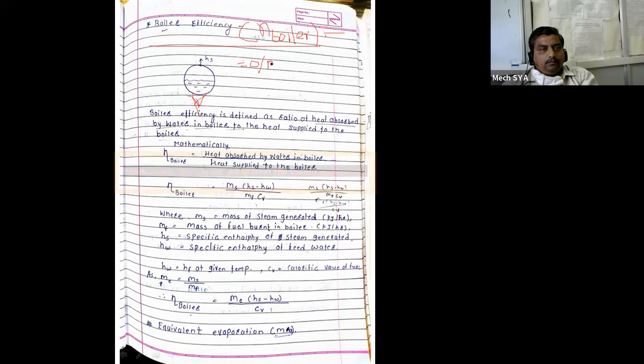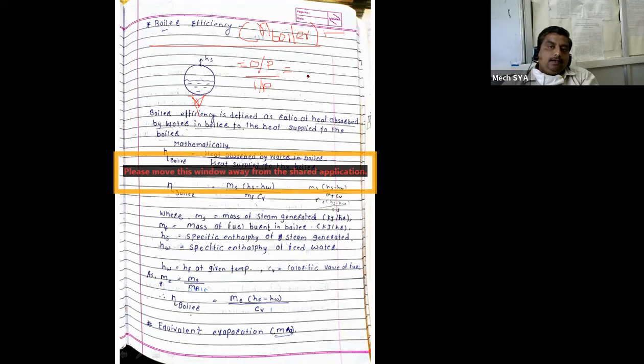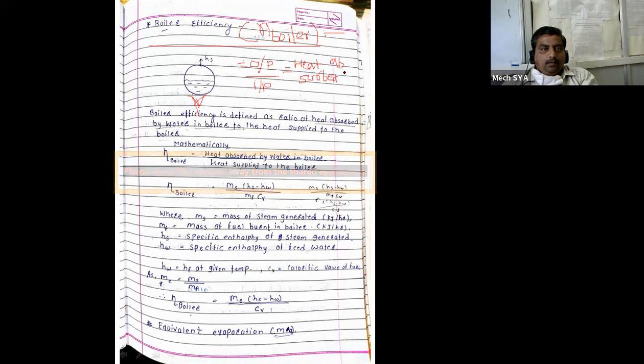Output divided by input. Okay. So what is output? Output is what? Here, heat of the steam, or heat absorbed by the water in the steam. Okay. What is the output there? How much heat that water has absorbed. So heat absorbed by steam, or during that conversion. Okay.